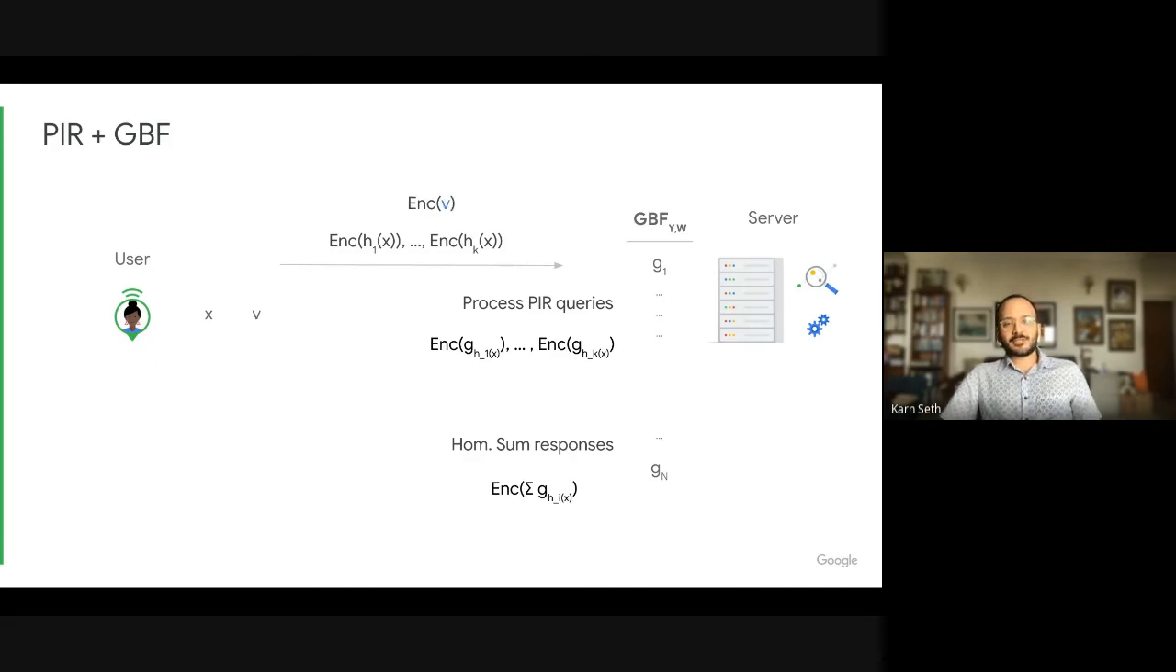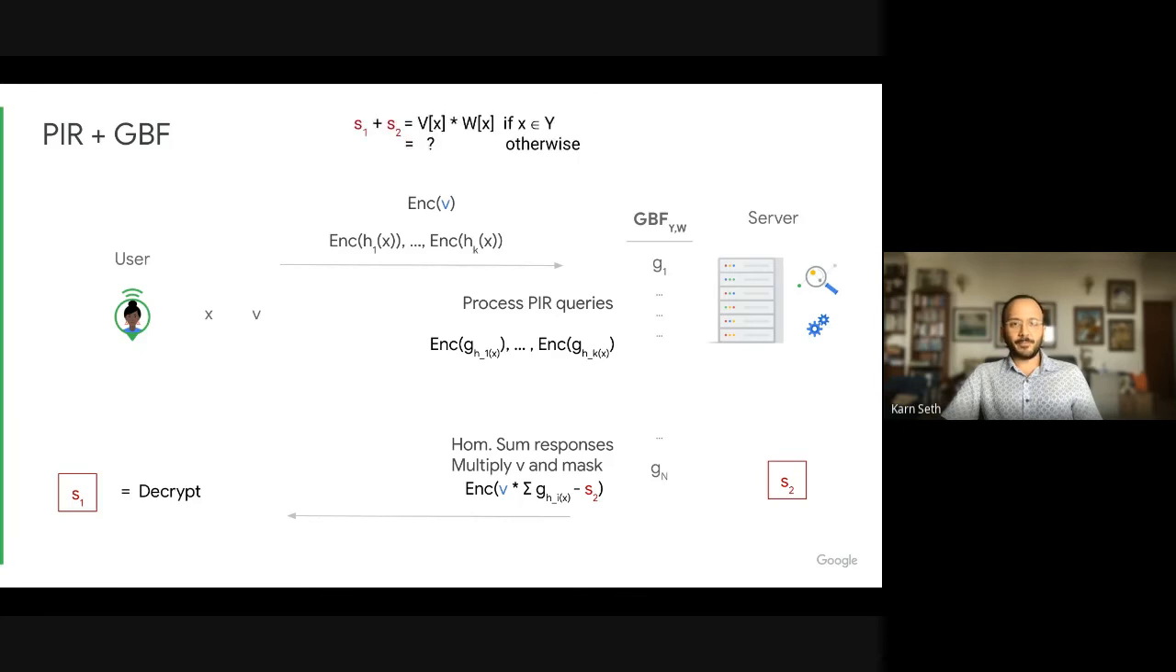And the user is actually also going to send along an encryption of the value V that it had. The server is going to homomorphically multiply this value V into the sum that it had computed in the previous step. And furthermore, it's going to mask this value with a random mask S2 and send it back to the user, who will decrypt to get S1. And note that S1 and S2 are additive secret shares of V times W if X is in Y, and are secret shares of something random or some garbage value otherwise, some undetermined value.